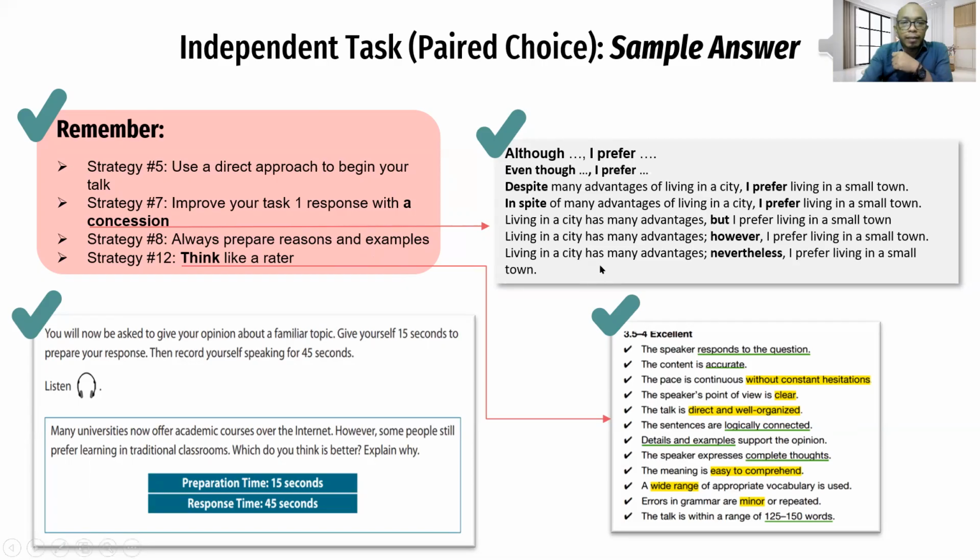And then think like a rater. So don't forget about the checklist. Make sure that your response is in line with these criteria. Now, let's listen to an example of a good response to give you more ideas of what you need to prepare.